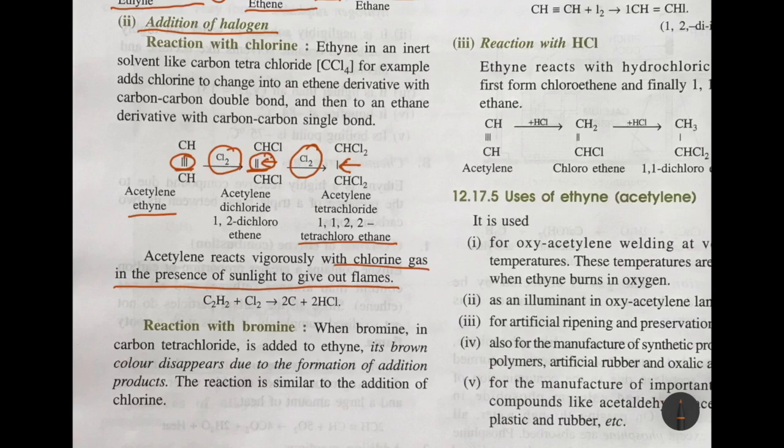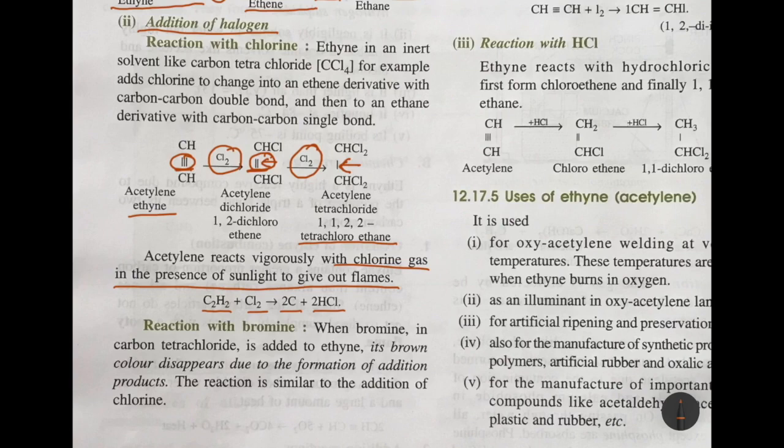So acetylene reacts vigorously with chlorine gas in the presence of sunlight to give out flames. So the reaction is very vigorous. It also bursts into flames. So this is the condensed reaction. You can see acetylene reacts with chlorine to form carbon and hydrogen chloride.